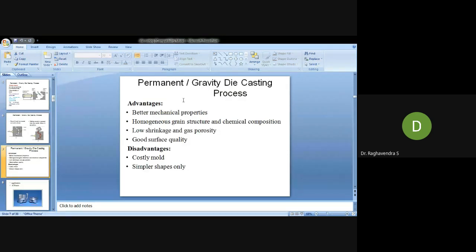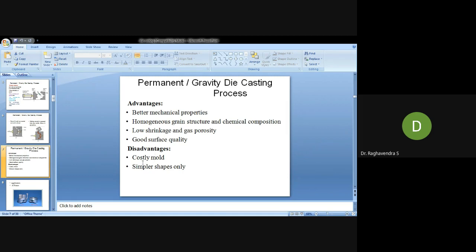Okay. Permanent gravity die casting process. Advantages are better mechanical properties, which means good strength. The strength will be uniform, the composition will mix uniformly, there is good surface quality, and low shrinkage. As you see in sand casting, there will be shrinkage, contraction and expansion. But here it will be relatively very less.